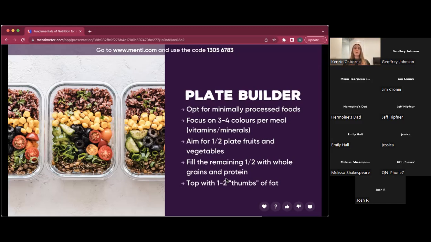Okay, so when we are building any plate outside of our main meal, outside of our training time block, we are looking for half a plate whole grains and protein, half a plate fruits and vegetables, fat on top.